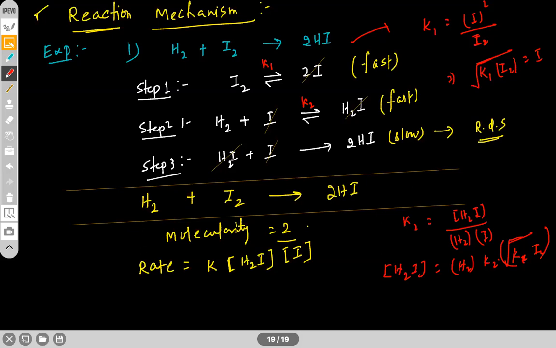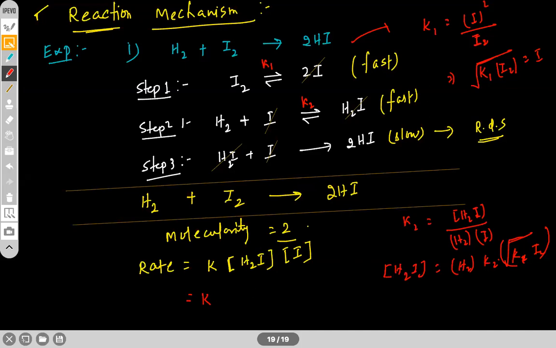Basically what we are doing, we are replacing all the intermediate atom molecule in terms of the reactant molecule H2, I2. Okay, we are replacing that. So for that we are using the expression of equilibrium constant K. Any doubt? Yes, tell me. So what we get here, we can write this K.